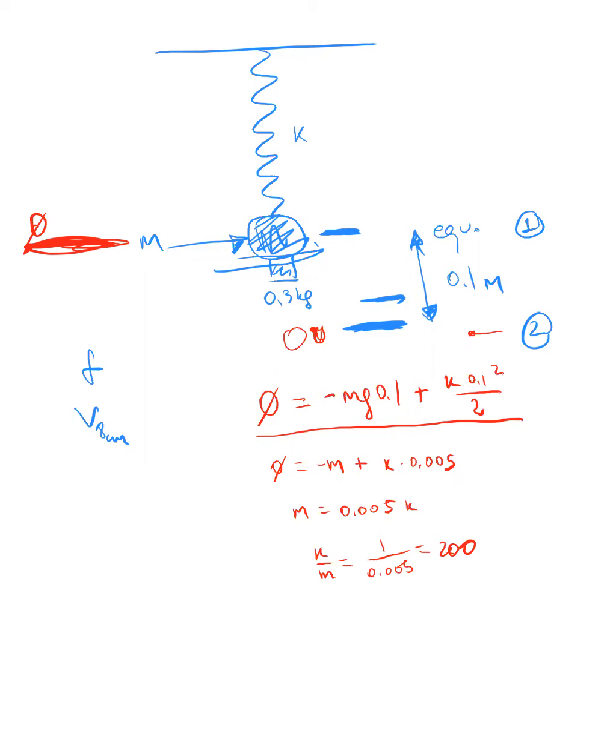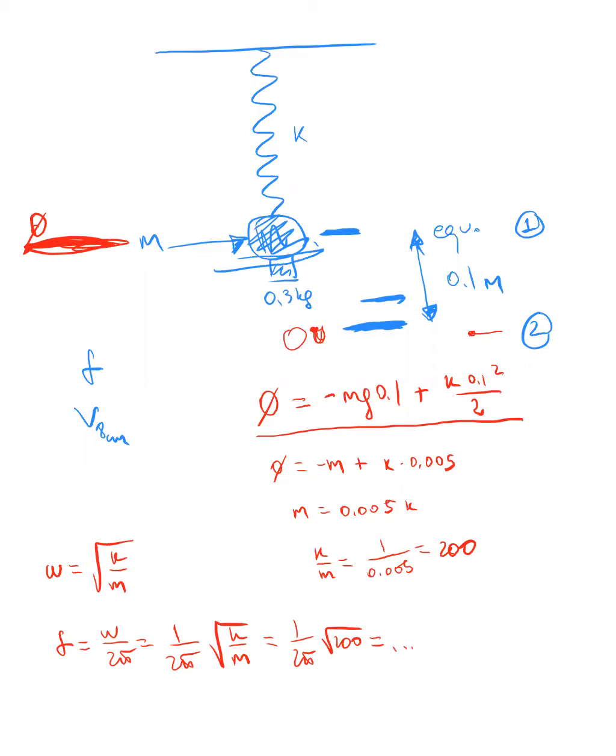So omega is the square root of K over M, and the frequency is omega divided by 2 pi. So I will have 1 divided by 2 pi, times the square root of K over M, which is 1 divided by 2 pi, times the square root of 200. And I'm not going to compute this number now, but this is how I find my frequency.